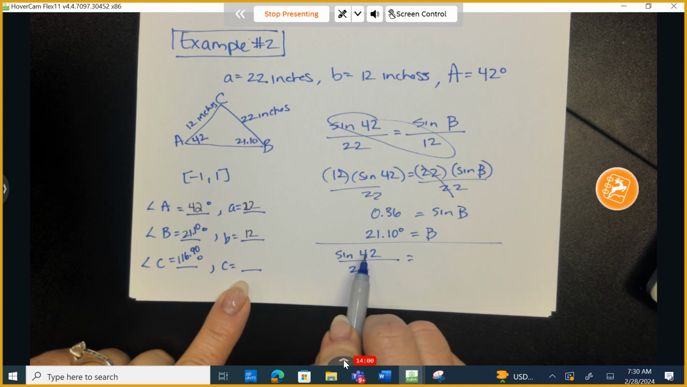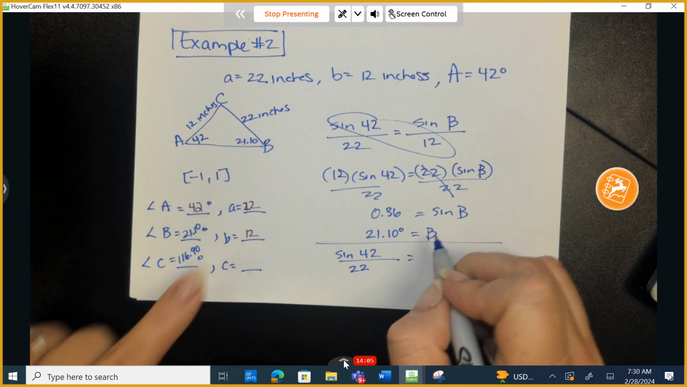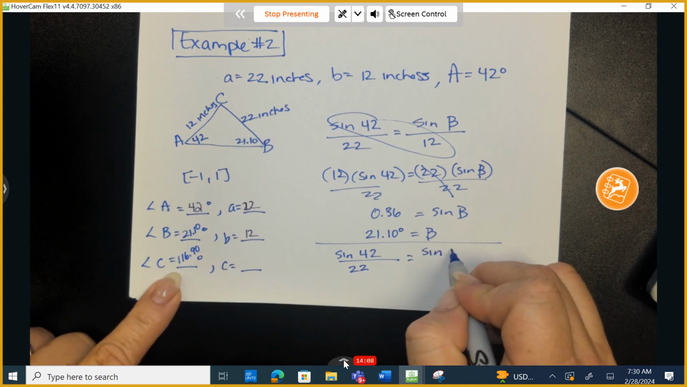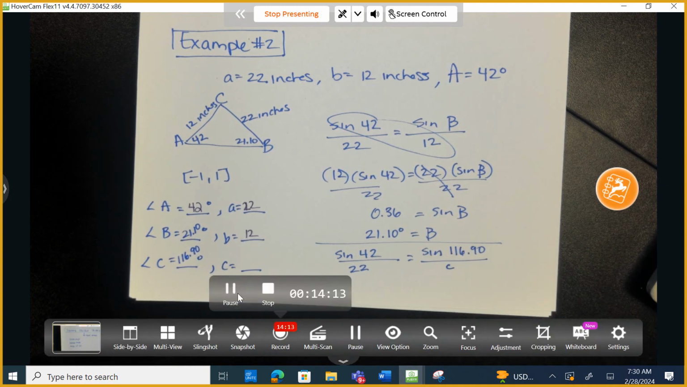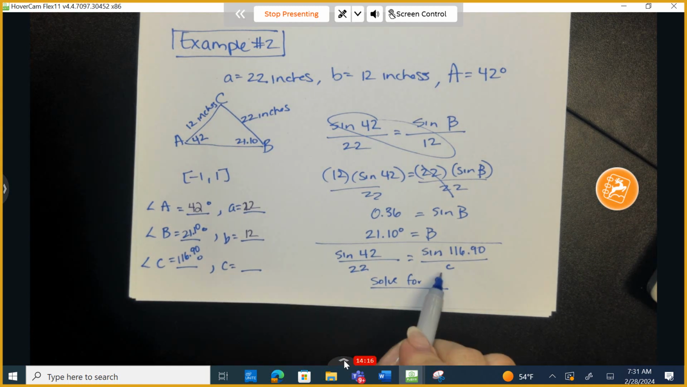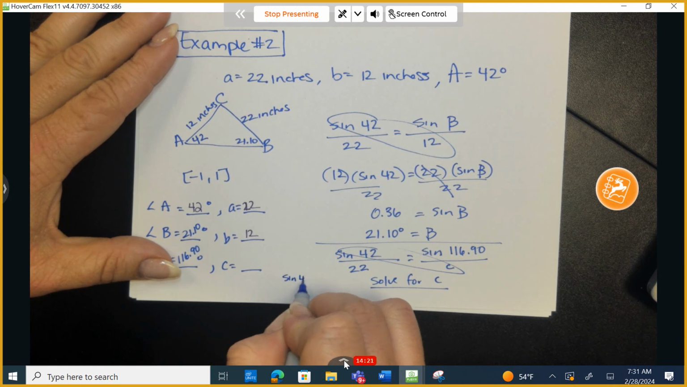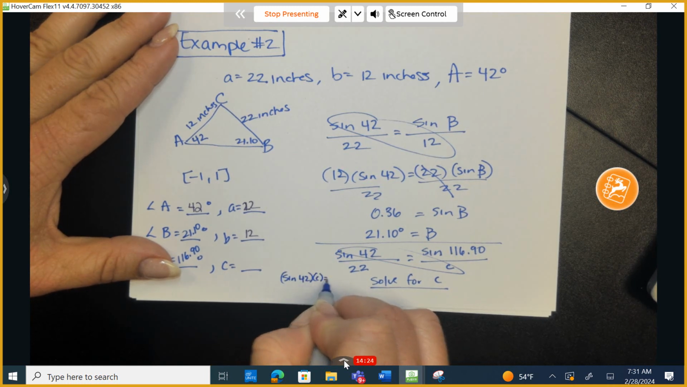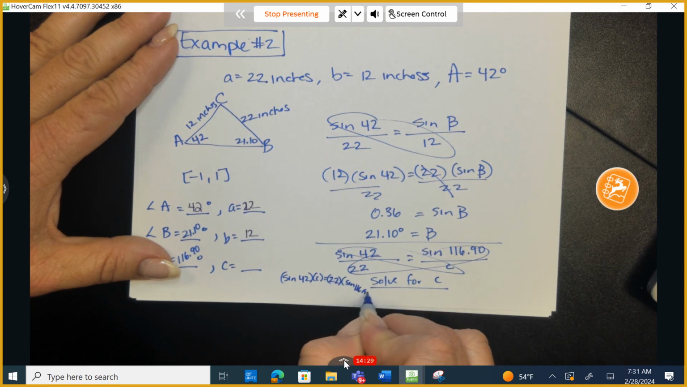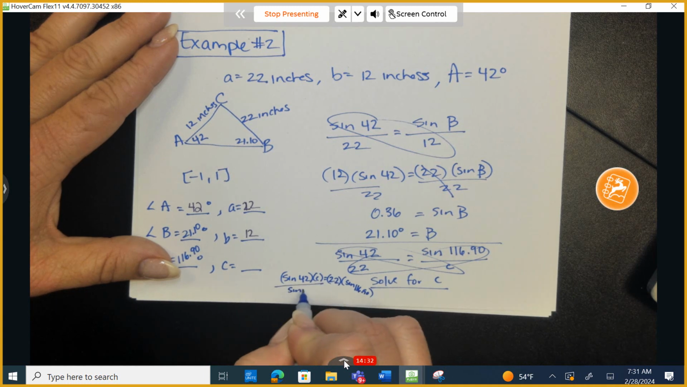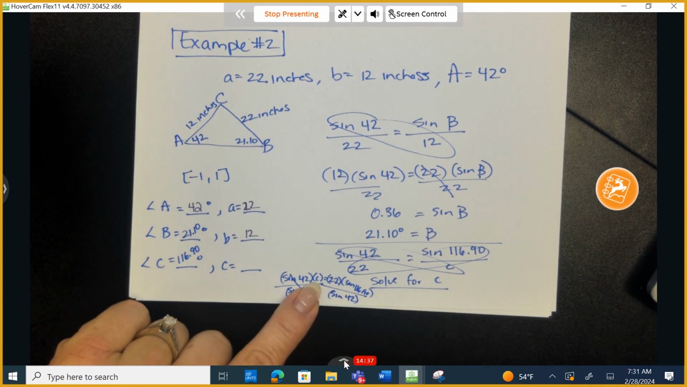Okay, so here we go. This is our provided sine of 42. Across from it would be side A, which is 22. Then we have the sine of C, which is 116.90, divided by side c. How do I solve for C here? So I'm going to cross multiply, and I don't have much room here. Sine of 42 times little c equals 22 times the sine of 116.90. Isolate the c by dividing. Make sure you show all of your work. So this is what length c is.